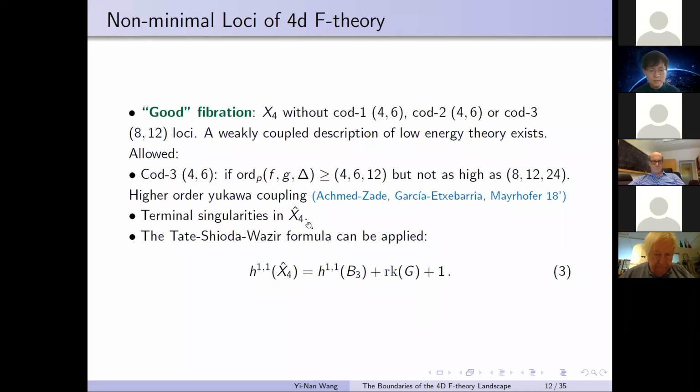Okay. So mathematically, the importance of a good fibration is that the following Shioda-Tate-Wazir formula can be applied to compute the Hodge number H11 of the Calabi-Yau fourfold. The formula is just that H11 of X4 hat equals the H11 of the base threefold plus the total rank of the geometric gauge group plus 1. And this formula will also be mentioned in the later part of this talk.